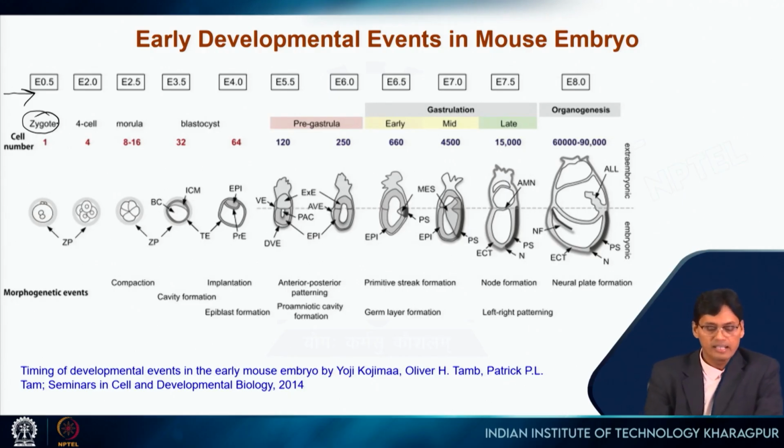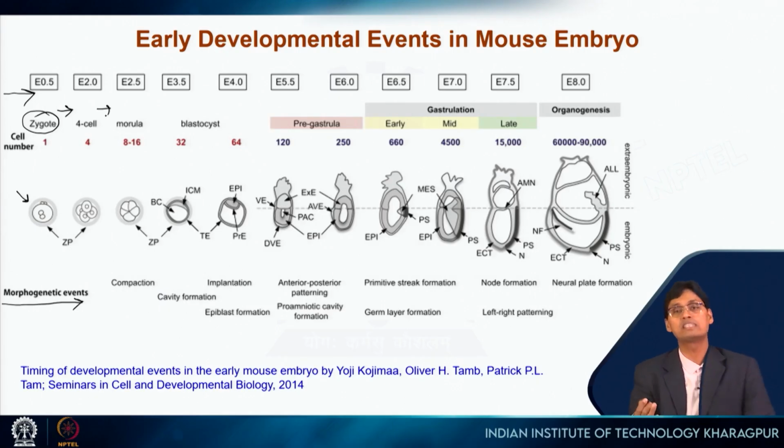Here in the lower panel, we are trying to show you the morphogenetic events. This is the zygote, and how many cells are present there? Just one cell. Just fertilization happened, and then it is going like this. Some cell division happened, then 4 cells, then 8 to 16 cells. But remember, in case of Drosophila, I mentioned that initially just the nucleus divides. But in this case, no. Normal cell division is happening.